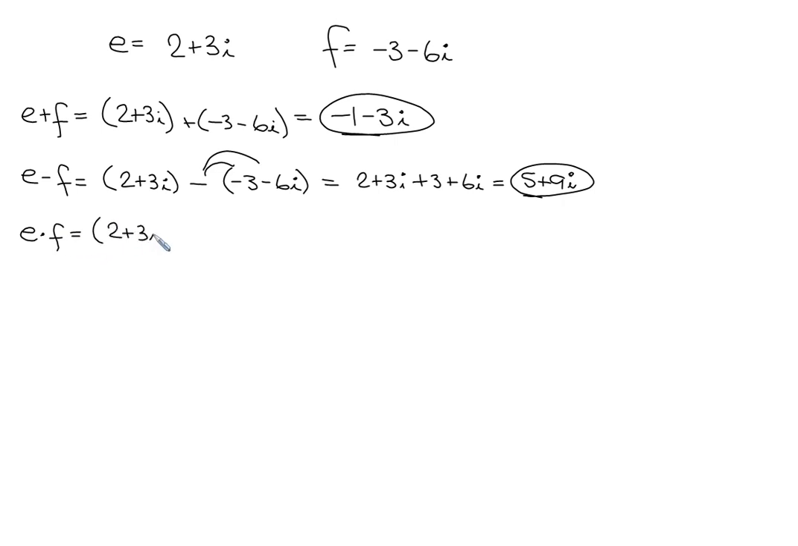And that would be 2 plus 3i times negative 3 minus 6i. What do you think we do here to multiply these together? FOIL. We're going to FOIL this out.